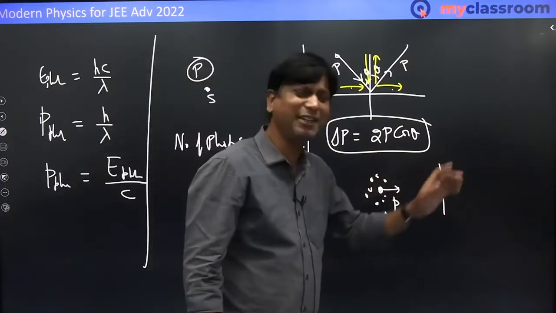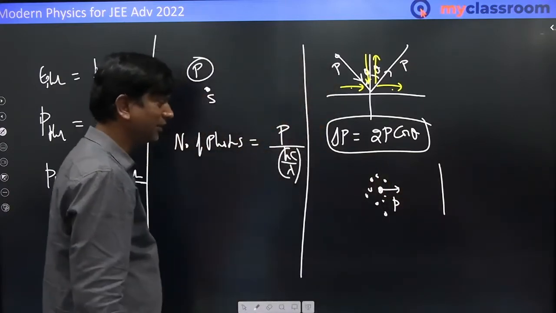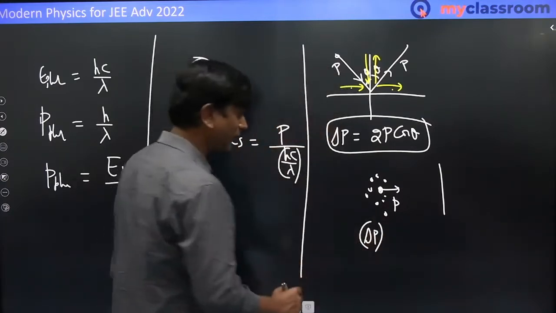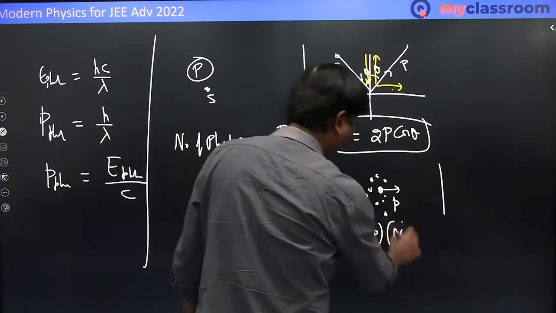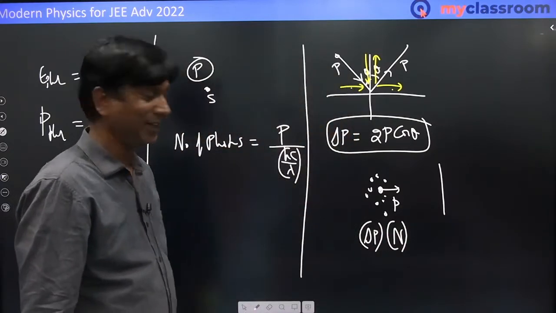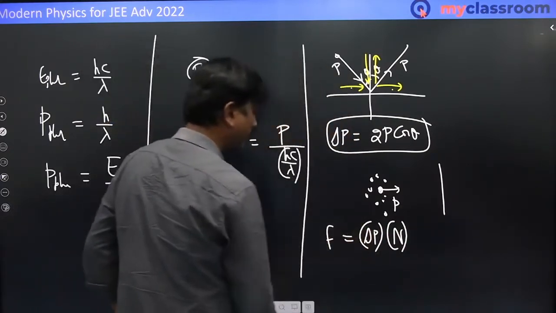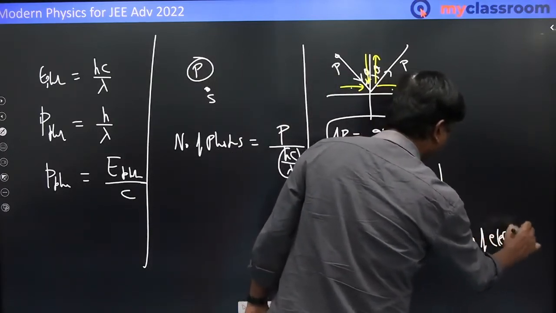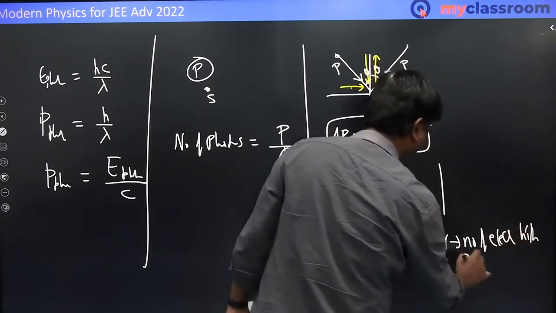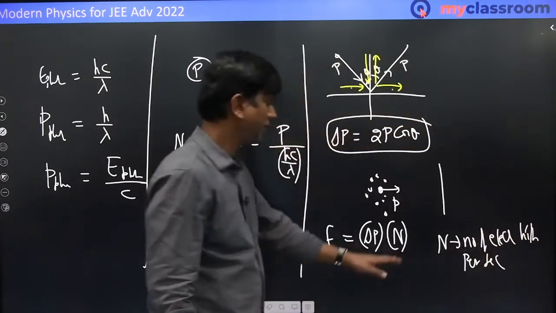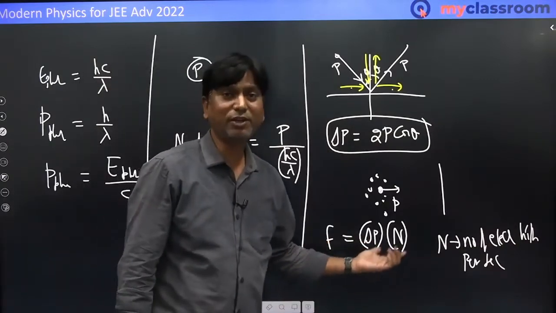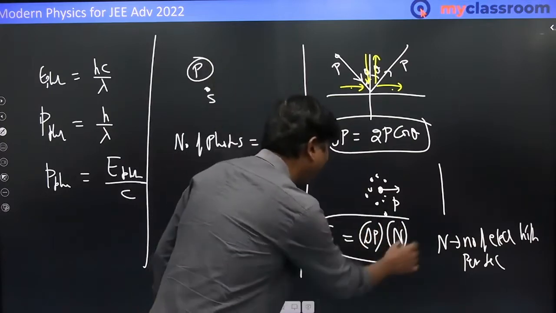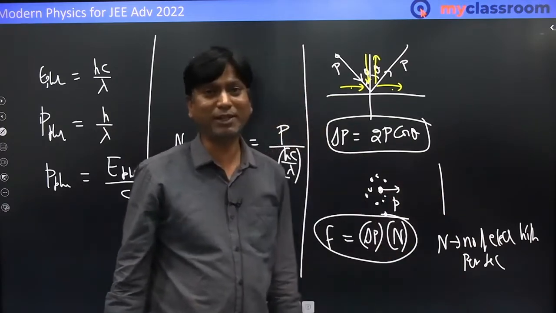And here, when electrons are continuously coming and hitting the surface, we will take the change in momentum of each electron, multiplied by the number of electrons hitting the surface per second, which will give you the force. Here n is nothing but the number of electrons hitting per second. So the change in momentum of each electron times the number of electrons hitting per second will give you exactly the force exerted by the electrons on this particular surface.